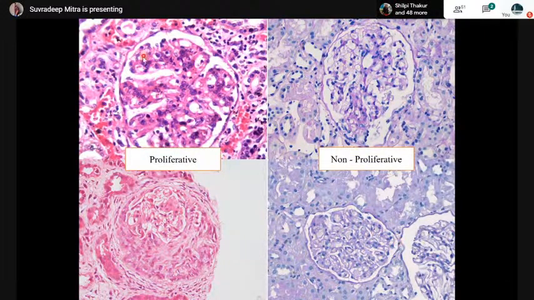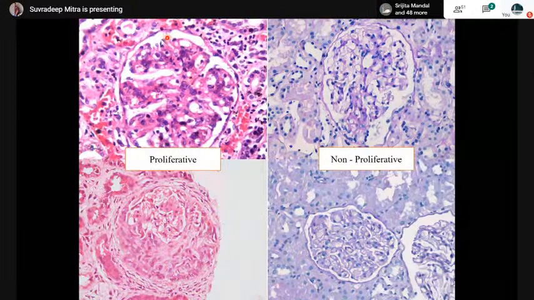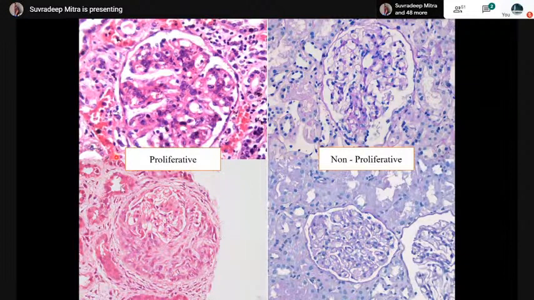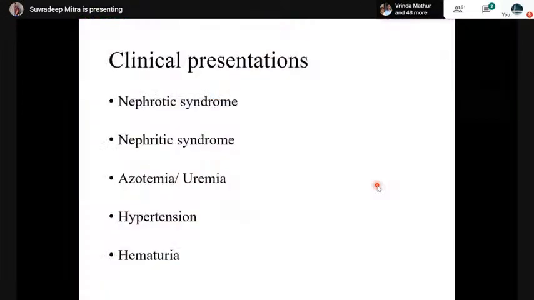And when we talk about proliferation, this could be intracapillary or extracapillary. Extracapillary is crescent; intracapillary or endocapillary, and mesangial kind of proliferation. So based on this, we can divide the glomerular pathology into proliferative and non-proliferative glomerular diseases, which we will discuss in our subsequent classes.